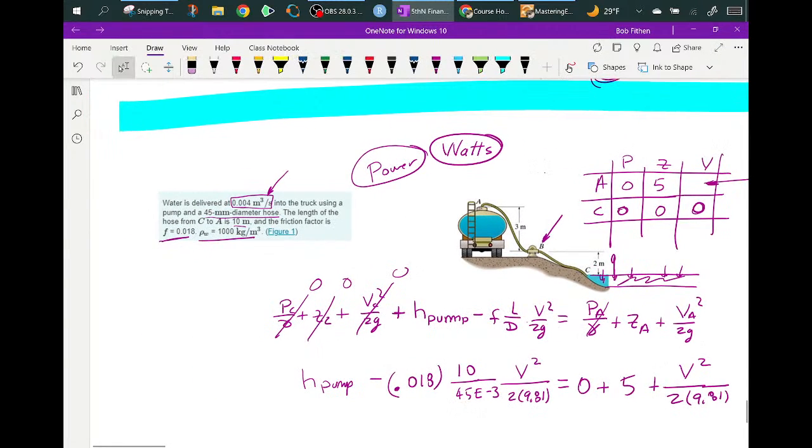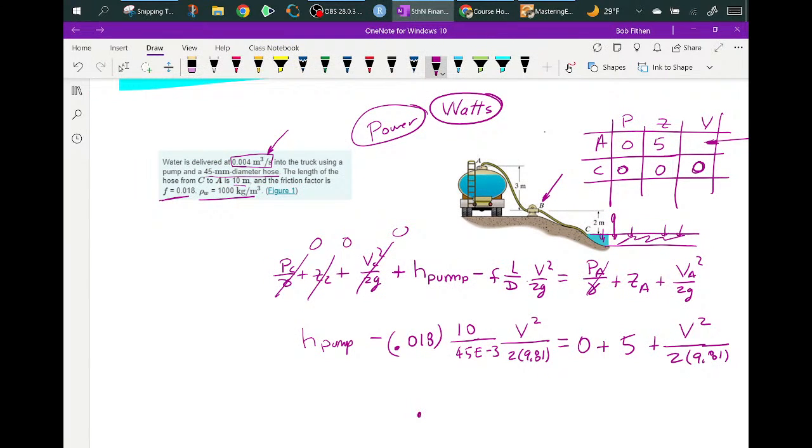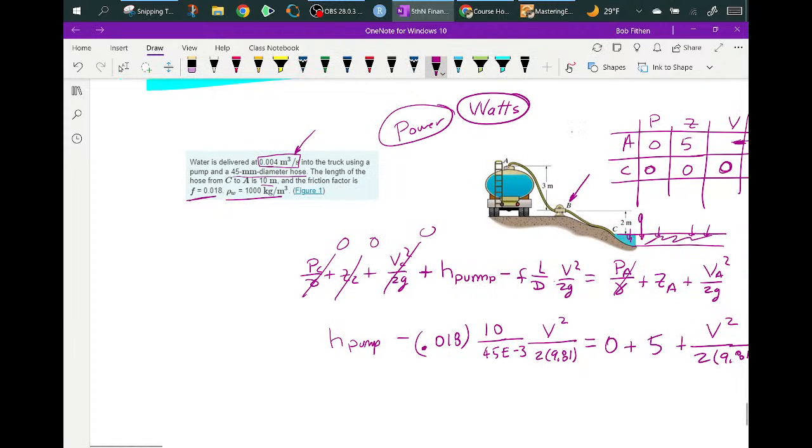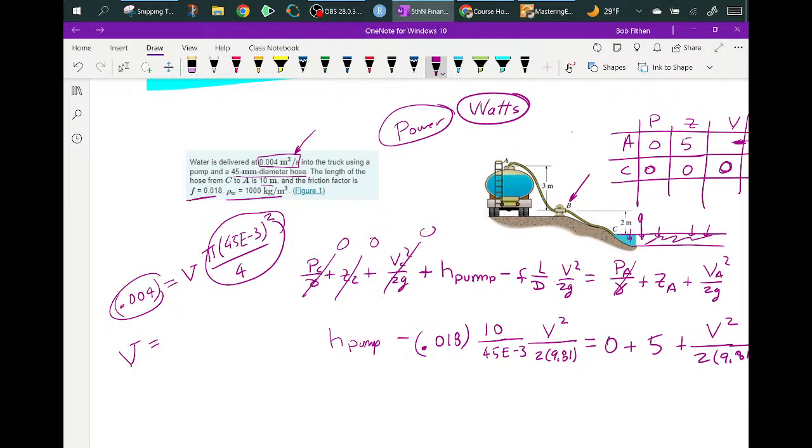However, he told us the water being delivered is 0.004 cubic meters per second, which is the same thing as the velocity times pi, diameter of 45 e to the minus 3, squared over 4. So this will give you your velocity. You can take this and divide by this. I'm not interested in multiplying it myself.